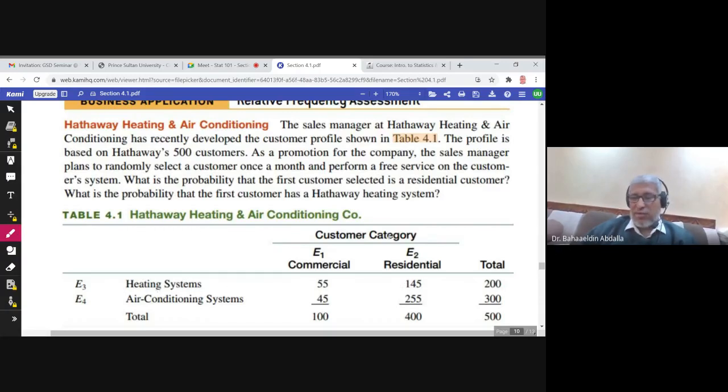If you want to read the question: the sales manager at Hathaway Heating and Air Conditioning has recently developed the customer profile shown in this table. The profile is based on Hathaway's 500 customers. So these are numbers of customers, and the total number of customers is 500. As a promotion for the company, the sales manager plans to randomly select a customer once a month and perform a free service on the customer's system. What is the probability that the first customer selected is a residential customer?